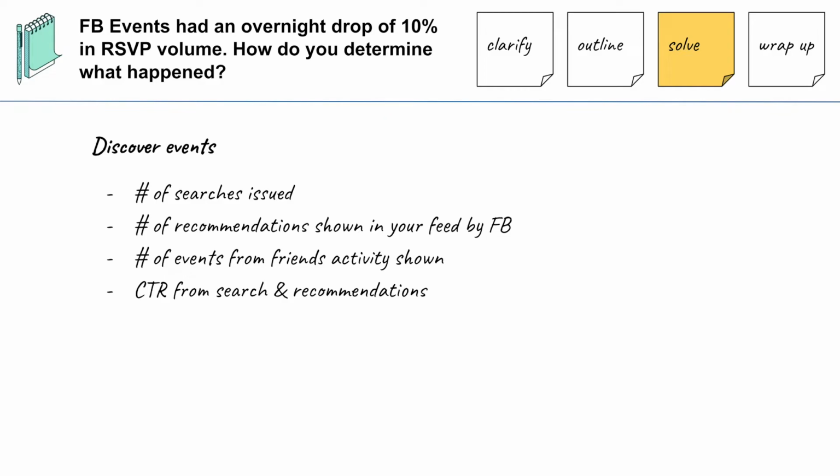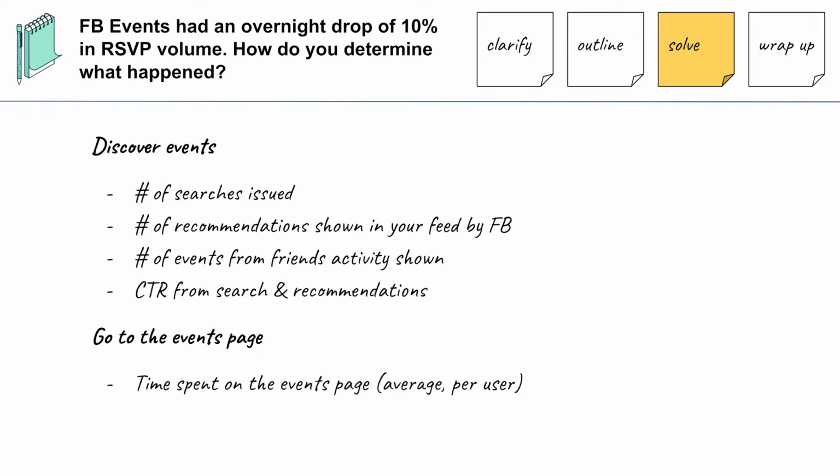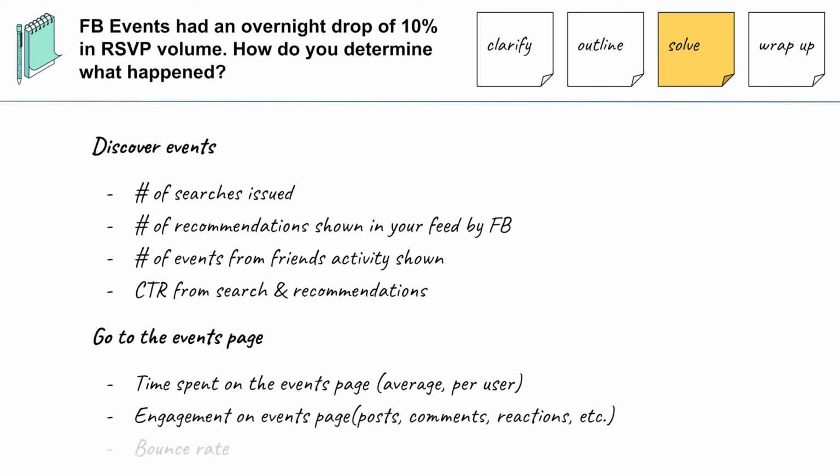And on the event detail page, I would check the following metrics: time spent on the events page, engagement, including things like posts, comments, reactions, and shares, and bounce rate, which shows percent of the visits that end without any response. This should give us a pretty complete picture of the user funnel and point us in the right direction for identifying the root cause.